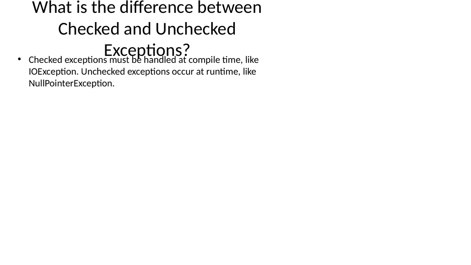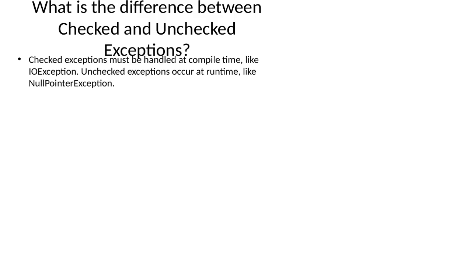Checked exceptions are those that the compiler requires you to handle explicitly, either by catching them with a try-catch block or by declaring them in the method signature. An example of this is IOException, which often occurs when dealing with input and output operations. If you don't handle these exceptions, your code won't compile.